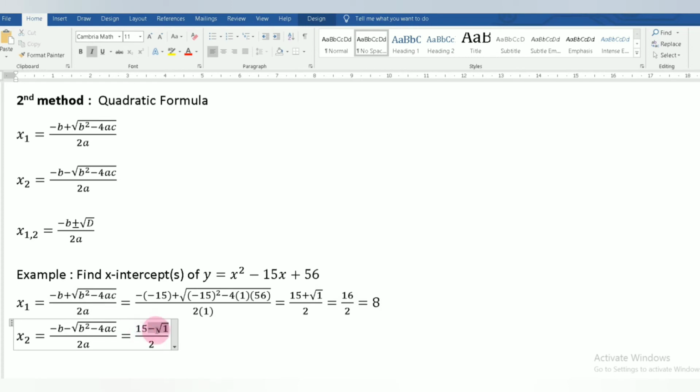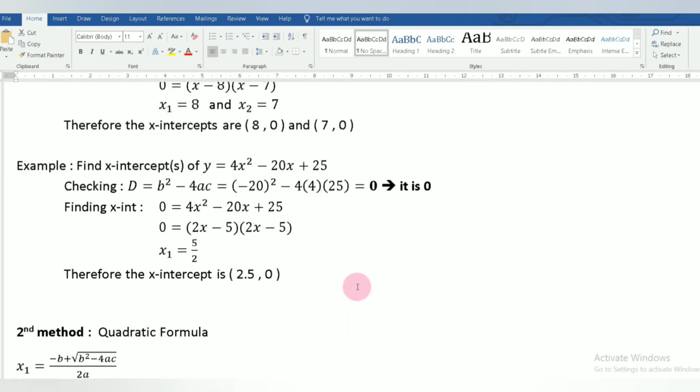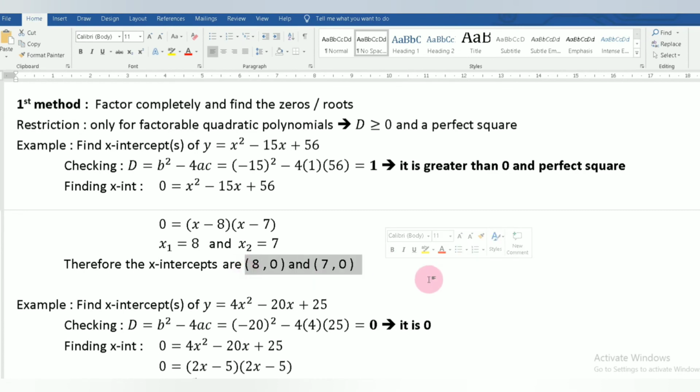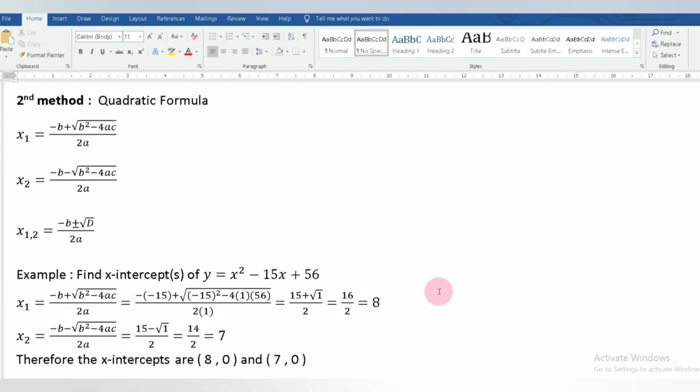So it's the difference only this subtraction, and we have 14 over 2, and it's 7. So yeah, we have the same result. The x-intercepts are (8, 0) and (7, 0), the same. So yeah, the second method is a general one. It is again applicable to all quadratic functions.